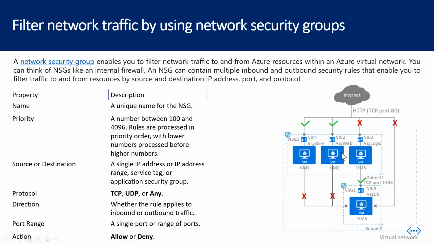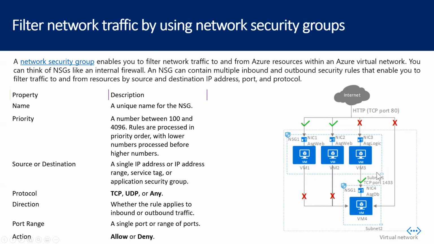Then from these three machines to my backend subnet with my SQL server, I don't want to allow my VM 1 and 2 to talk, but VM 3 can talk, for some reason. These kinds of requirements are very difficult to manage, but because of this NSG rule, a network security group rule, you can define which one talks to which layer, and you can control based on this scenario.